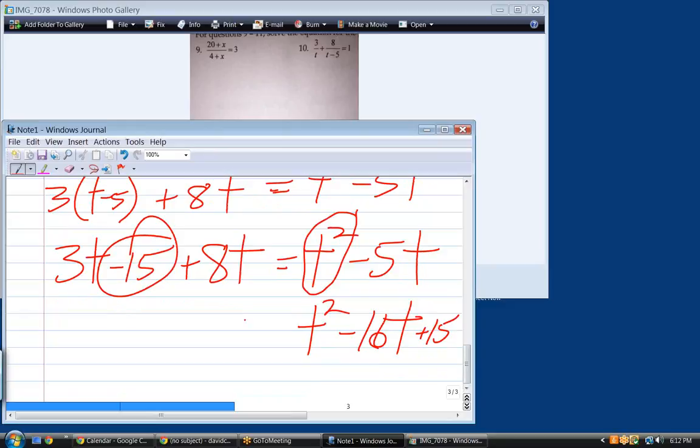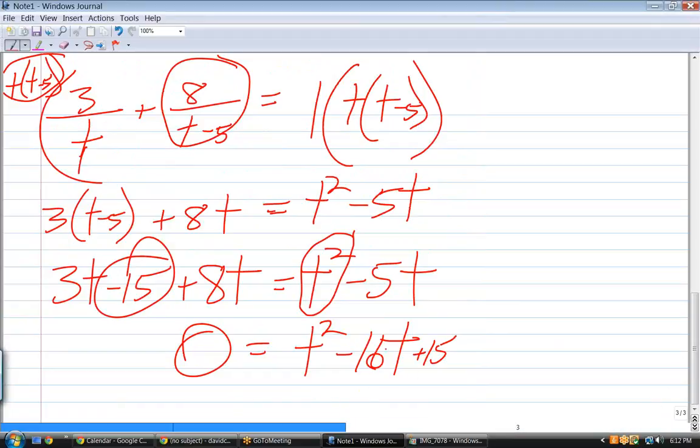And I can factor that. How would t squared minus 16t plus 15 factor? t and t. What are the signs? They have to be the same. The only way we could get a plus 15 as the constant is if I have negative negative, which would give me a plus, or positive positive, which would give me a plus. Well, this tells me that it has to be negative negative.